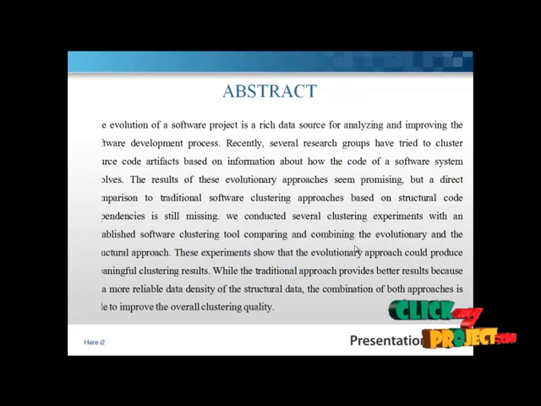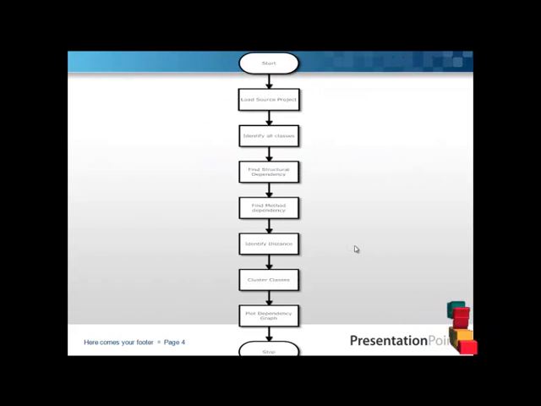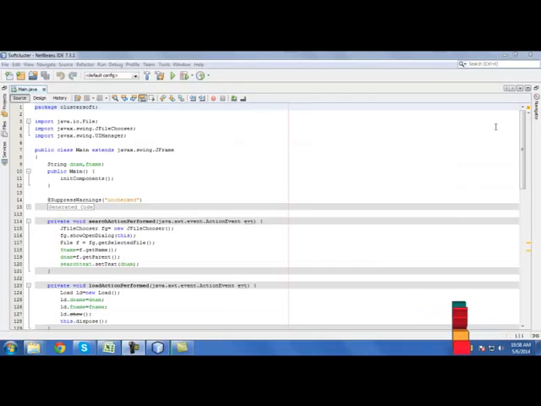Let's have a look at our data flow diagram. First, start the process and load the source project. Identify all the classes in the source project. Then find structural dependencies and obtain method dependency. Then identify distance. Based on distance, cluster the classes. After that, plot the dependency graph. Stop the process. Now let's see the demo of our project.